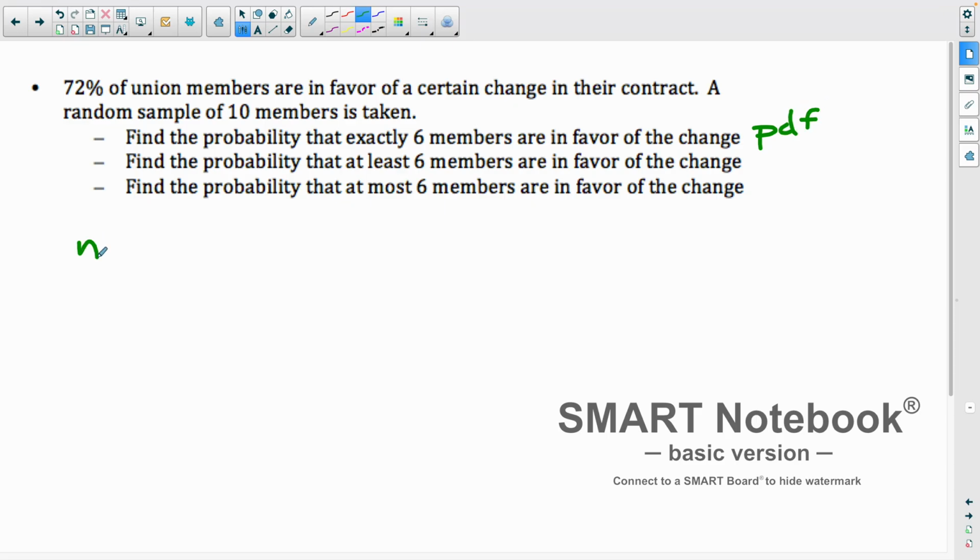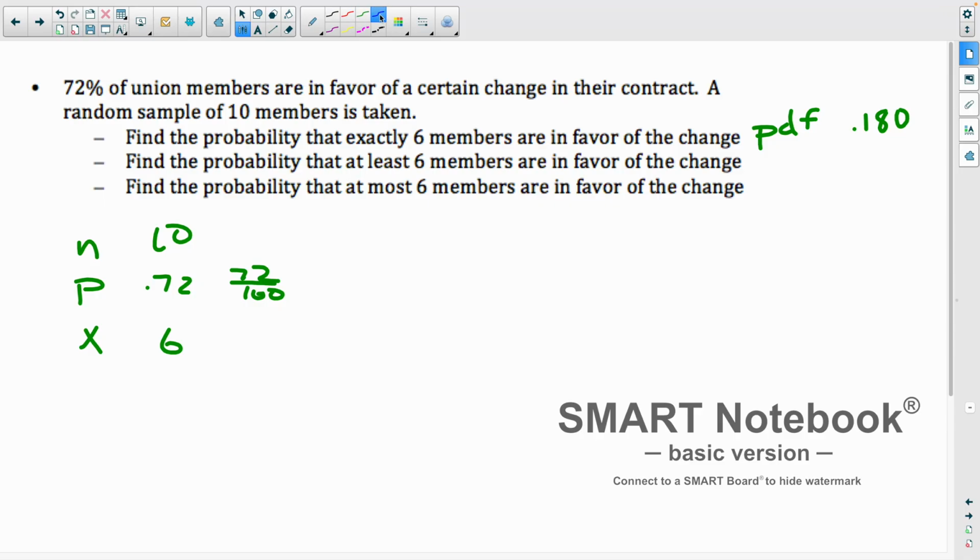The N, the number of trials, is 10. The probability of success is 0.72. Could you use 72 over 100? Yes, sir, that's the percent also. And the X that I'm looking for is 6. That gives me a result of about 0.1796, so to 3 significant figures, 0.180. So there it is.